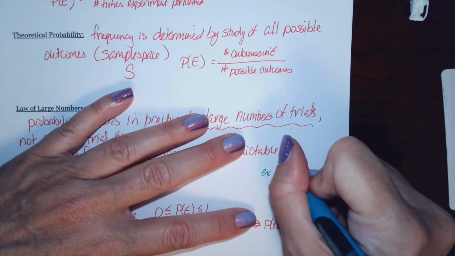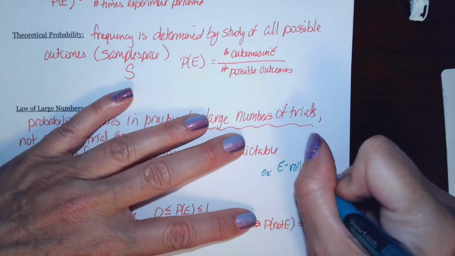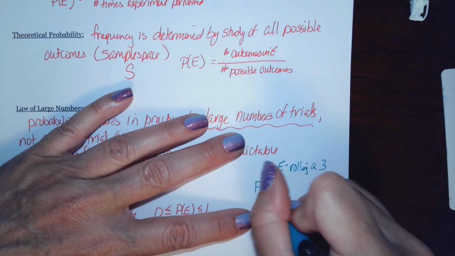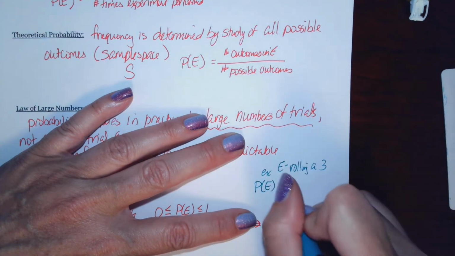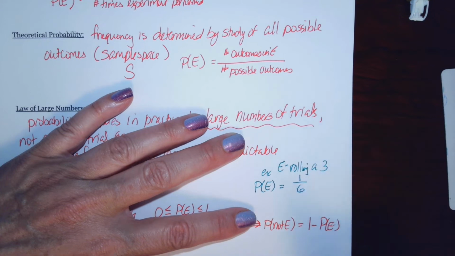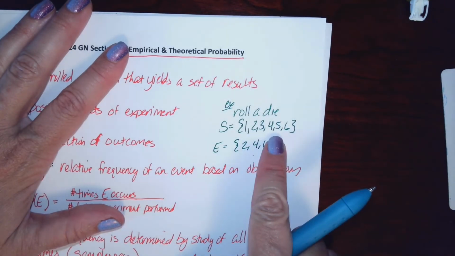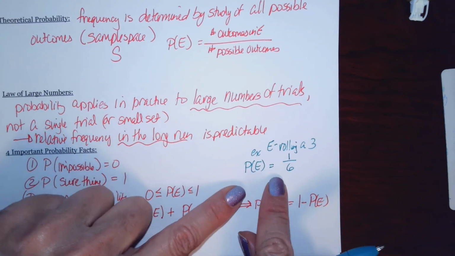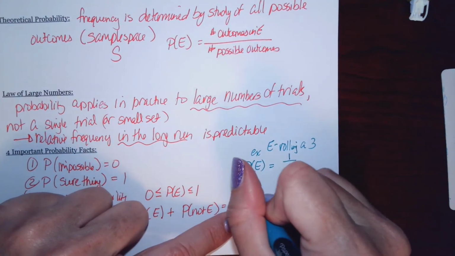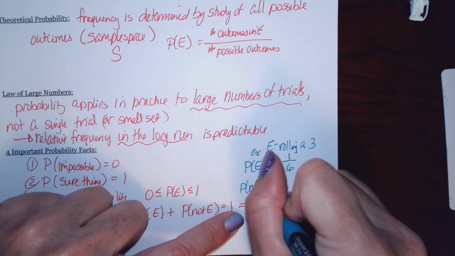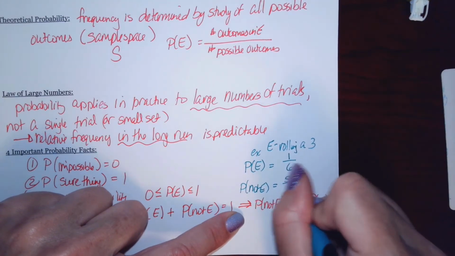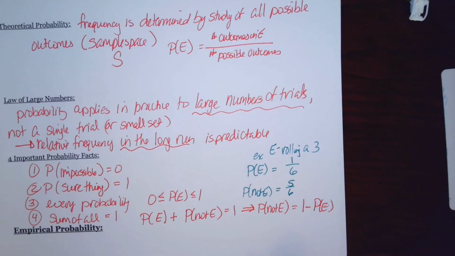If my event is rolling a 3, the probability of rolling a 3 is 1 out of 6, because there are 6 different outcomes of rolling a die and only one of those outcomes is a 3. So that's the probability of my event. What's the probability of not rolling a 3? Well, it's everything else, which would be 5 out of 6 outcomes.